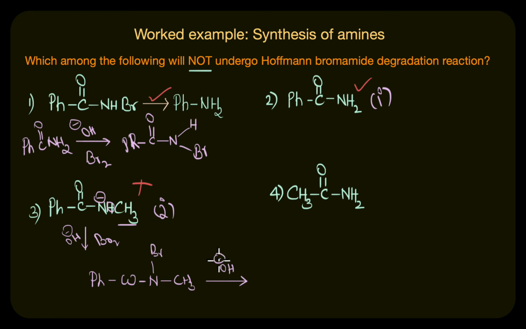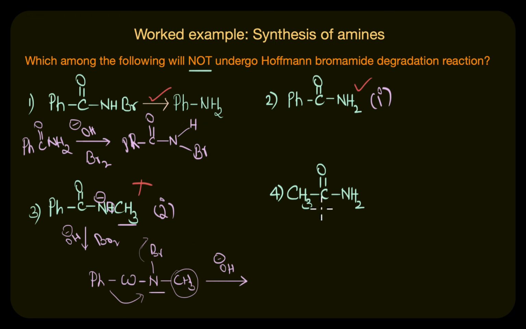Now the second step is again another deprotonation. The hydroxide needs to abstract one more hydrogen atom so that the bromine can leave and the rearrangement can take place. But you can see that here there is no second hydrogen atom attached. So that means this second deprotonation will not take place, and as a result, the secondary amides will not be able to undergo Hoffmann rearrangement reaction. So this one will not undergo the reaction.